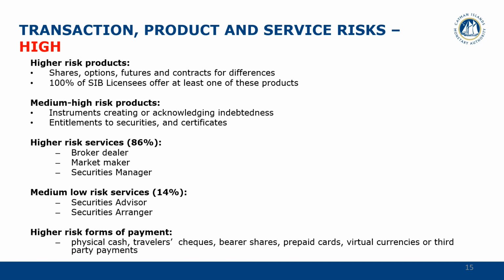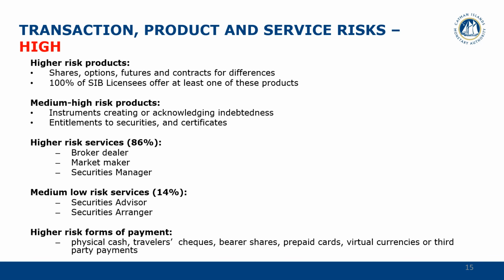Shares, options, futures and contracts for differences: 100% of SIB licensees offer at least one of these products, and they can be distinguished against, say, for example, instruments creating or acknowledging indebtedness, and titles to securities and certificates. Similarly, there were higher risk services. 86% of those SIB licensees engaged in broker dealing, market making, or securities managing. Alternatively, other services attracted lower risk, such as securities advising and securities arranging.